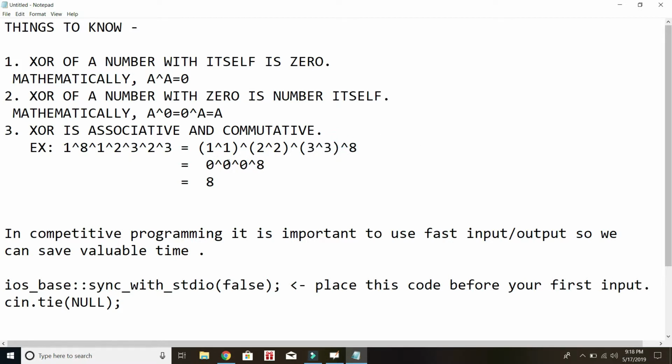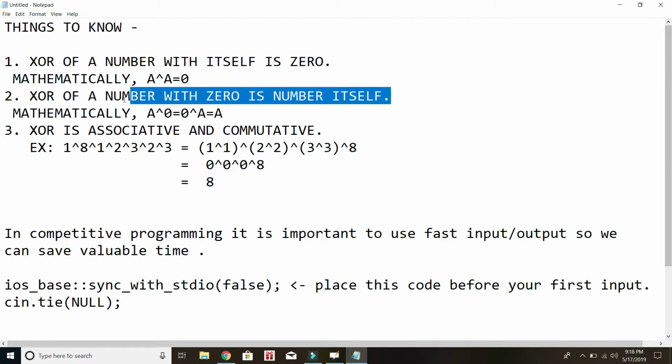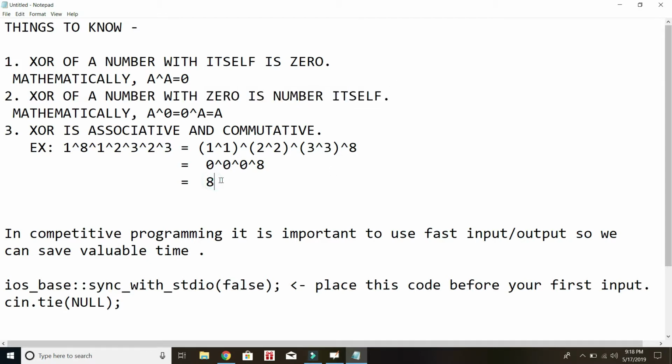Now XOR of 0 with 0 is 0, and this way 0, so you'll be left with 0 XOR 8. And then XOR of a number with 0 is the number itself, so that would give us the answer 8. So now you can get a hint about how to solve this array problem.